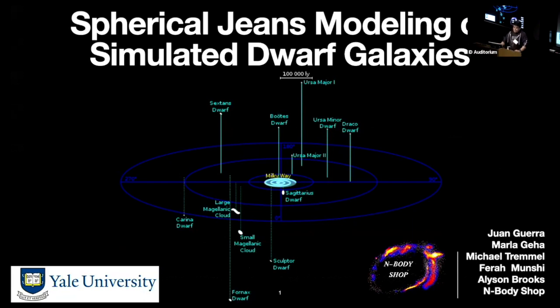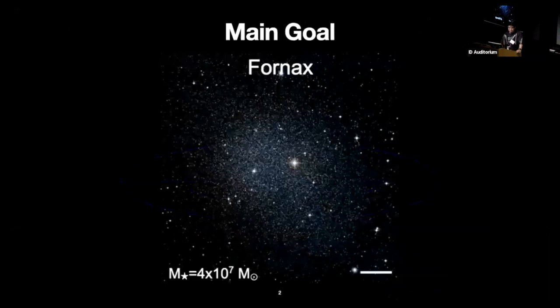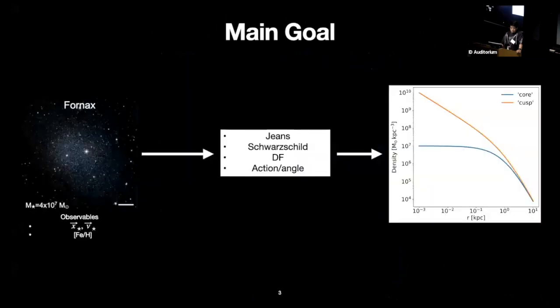Okay. Hi, everyone. Today I'm going to be talking about the work that I've been doing on the spherical Jeans modeling of simulated dwarf galaxies. Very quickly, this is what a typical dwarf galaxy looks like when I think of one. What I concern myself with is taking observables like the position and velocities and metallicities of stars in these systems and doing some sort of dynamical mass modeling in order to say something about the amount and distribution of dark matter in these systems.